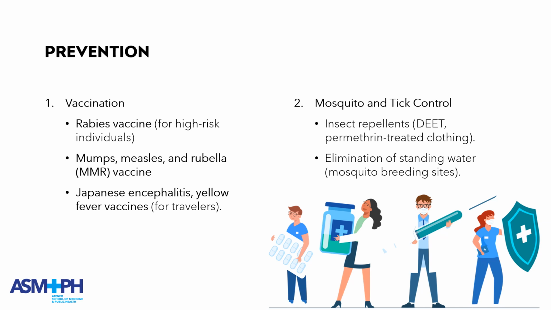So prevention is key. Vaccination: the rabies vaccine for high-risk individuals, mumps, measles, and rubella vaccines are also advised, and Japanese encephalitis and yellow fever vaccines for travelers. You also need mosquito and tick control. Insect repellents may be used, along with elimination of standing water to prevent mosquito infection.